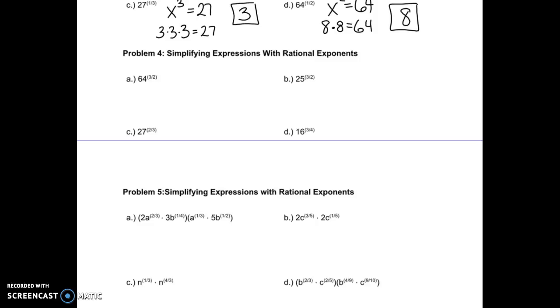So that's 64 to the 3 over 2, we're going to split that up to 64 to the 1 over 2 times 64 to the 1 over 2 times 64 to the 1 over 2. Because if I were to add those, 1/2 plus 1/2 plus 1/2 gives me 3/2, or 3 over 2. So again, looking at that last section, we did 64 to the 1/2, and we said that was 8. So this is 8 times 8 times 8, which is 512.